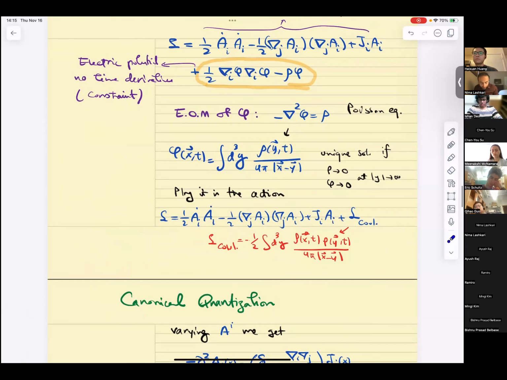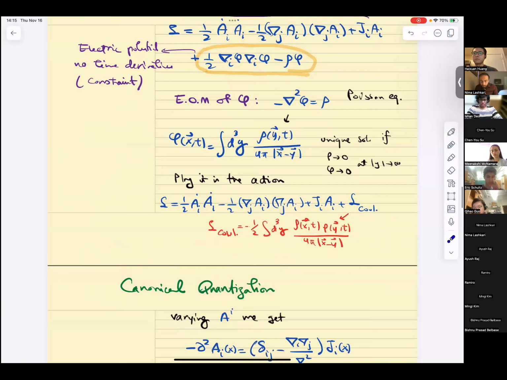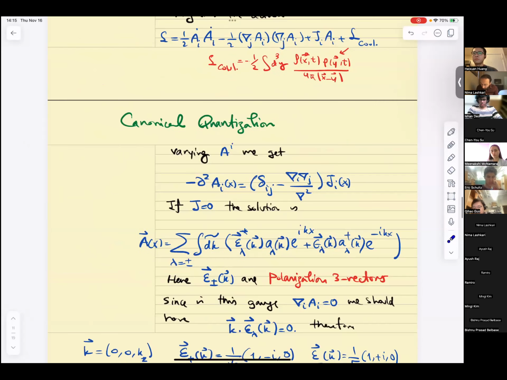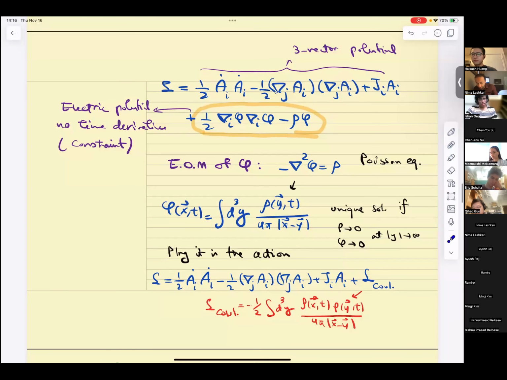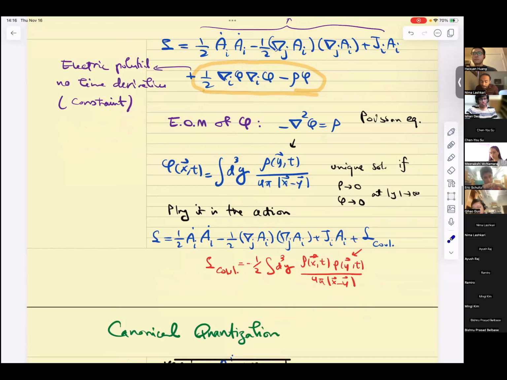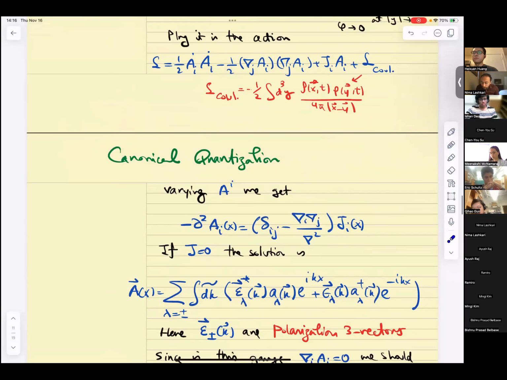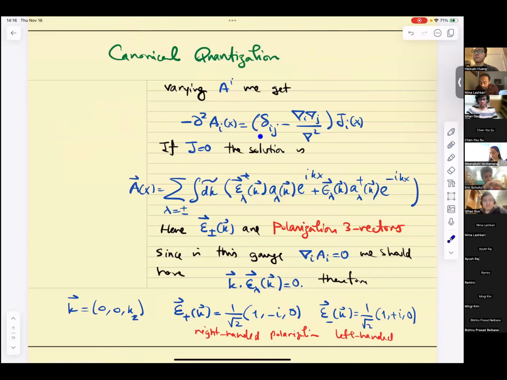Clear? All right. So let's do canonical quantization. Now let's focus on this term. We discussed the Coulomb term. Let's now quantize these degrees of freedom. It's a 3-vector, and it's massless. Naively, you might think that it has 3 degrees of freedom. We'll see it's 2, and I already commented about that a few times. As you vary A mu, you get the following equation: del squared of A_i(x) is (delta_ij minus del_i del_j over del squared) j_j(x).